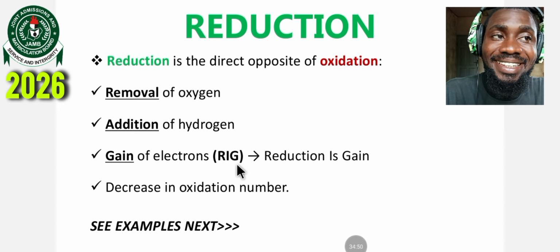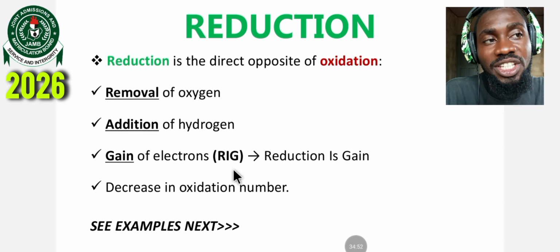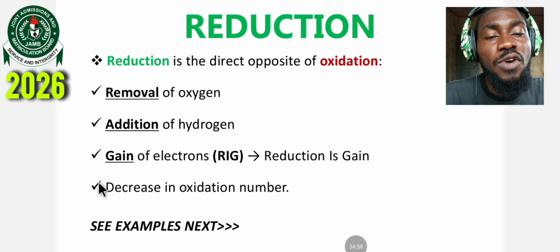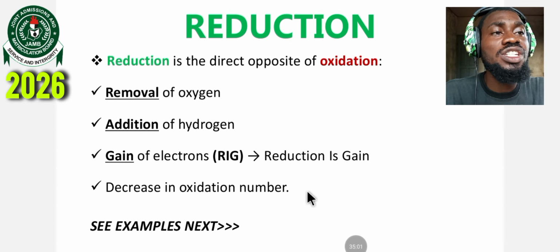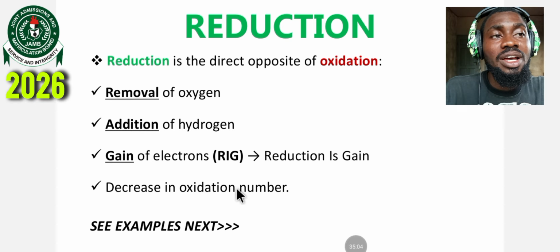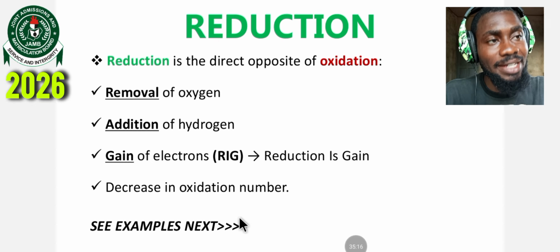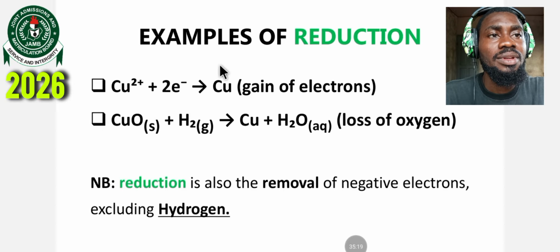The third feature we have here is gain of electron, which is the RIG. Oxidation is OIL, but reduction is RIG. Oxidation is OIL, which is oxidation is loss. Then reduction is RIG, which is reduction is gain. Then the fourth feature we have here is decrease in oxidation number. During oxidation, oxidation number increases. But when reduction occurs, oxidation number decreases. Let's look at examples next.